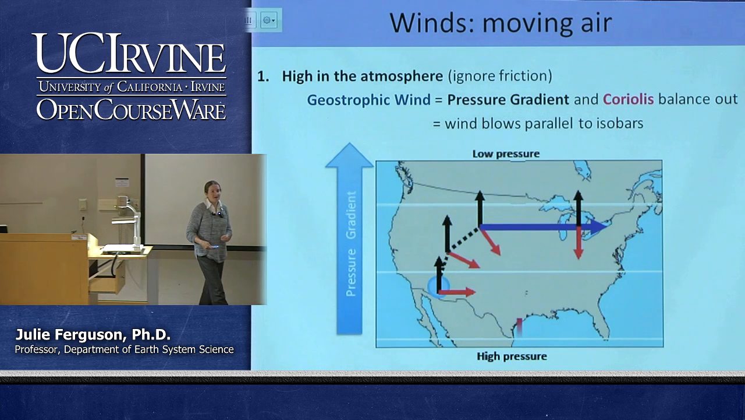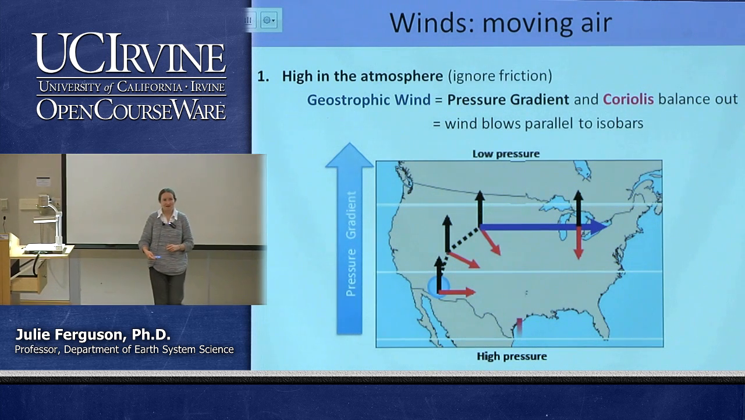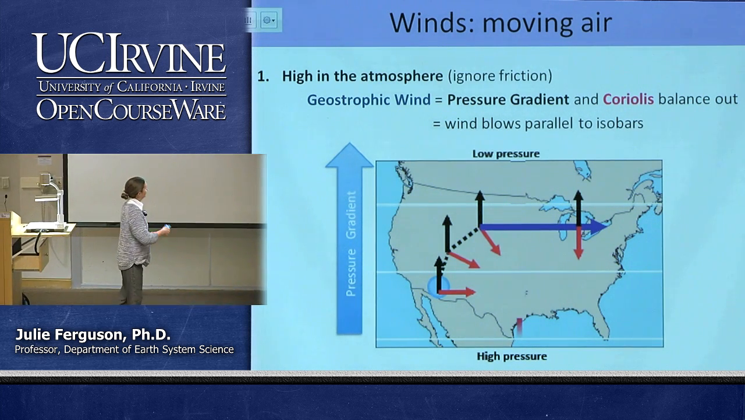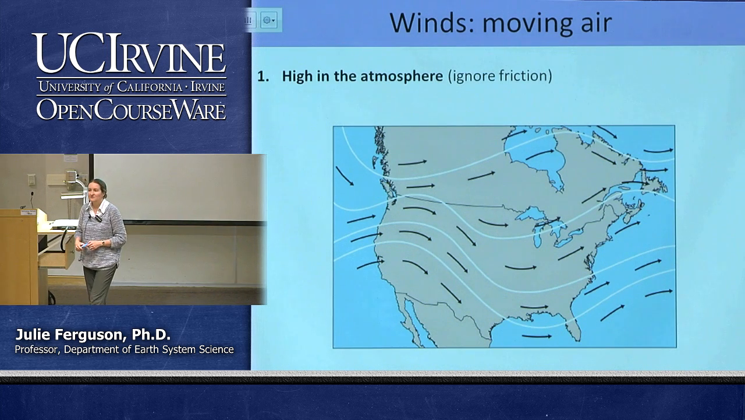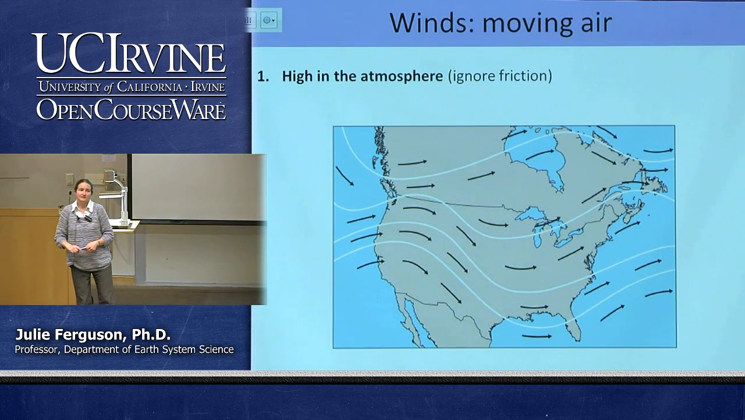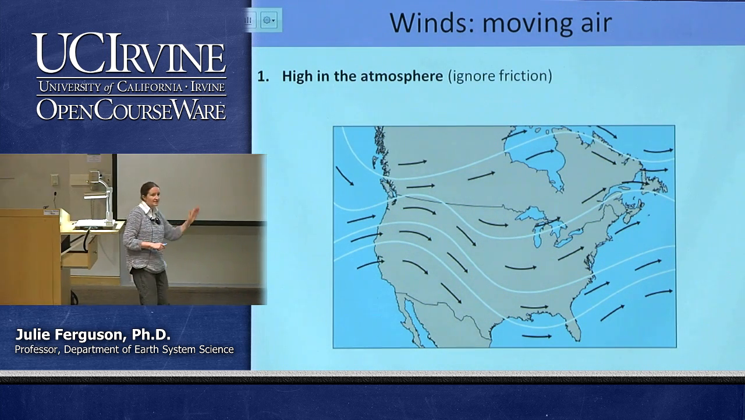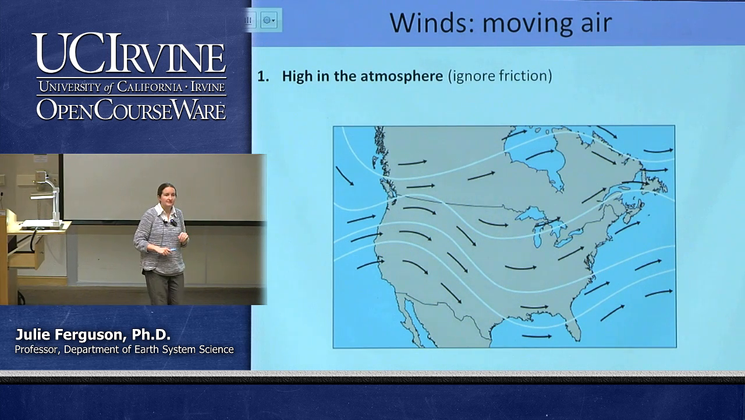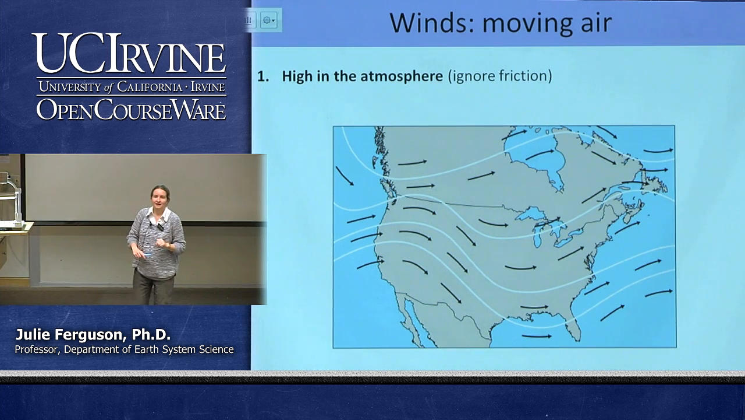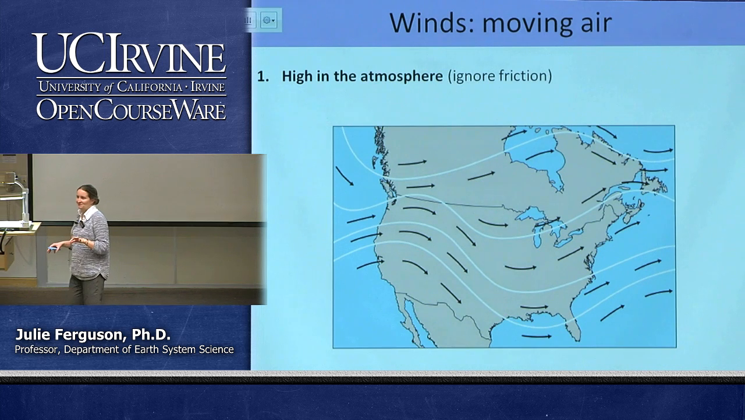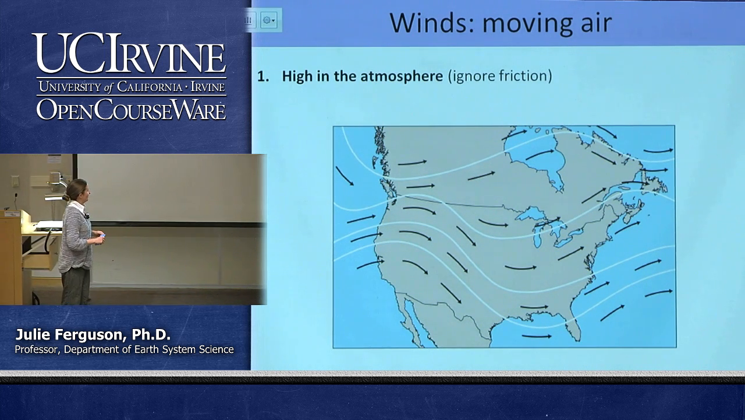Of course, our nice isobars are never lovely straight lines. Doesn't happen. Instead, we get more wavy lines like that. But that wind still travels more or less parallel to those isobars in the upper atmosphere. And that's as far as we're going to go, unless you want to take my atmosphere class in spring. Okay?